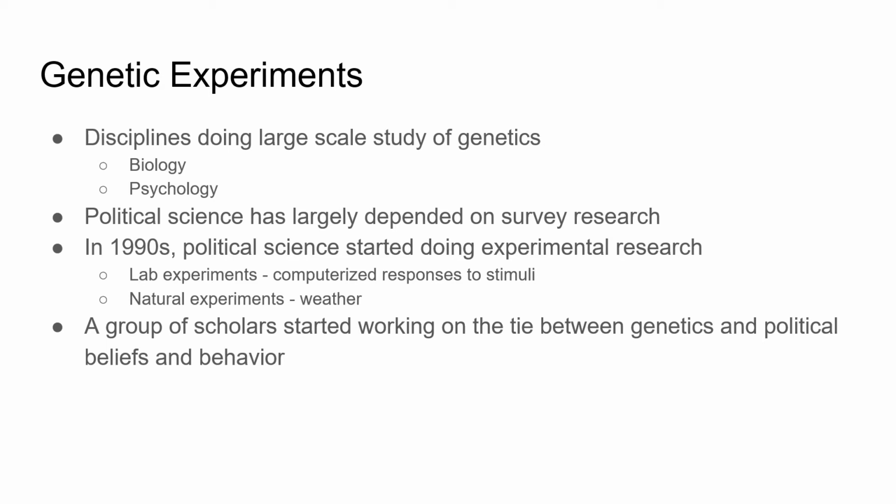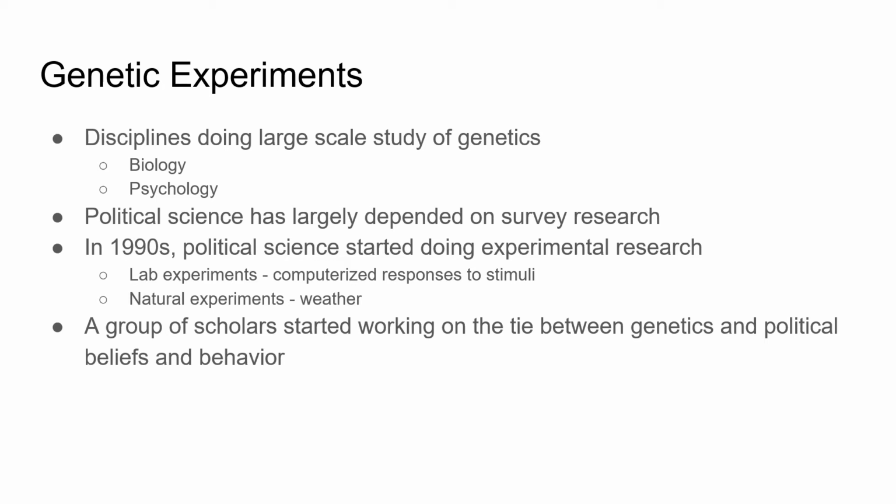So those are the kinds of things that got started. And as experimentation moved into politics, there was a group of scholars who started working on ties between genetics and political beliefs. It was a time when political science was moving away from its sole dependence on survey research, bringing things into the lab.